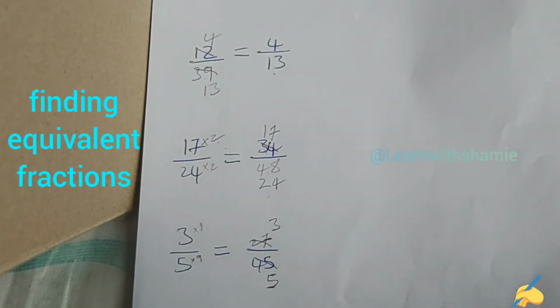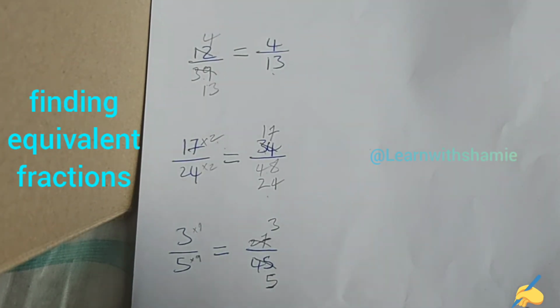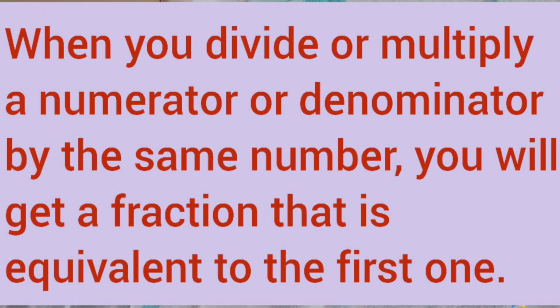One thing you should always remember about this way is that when you divide or multiply the numerator and denominator of a fraction by the same number, you will get a fraction that is equivalent to the first one.